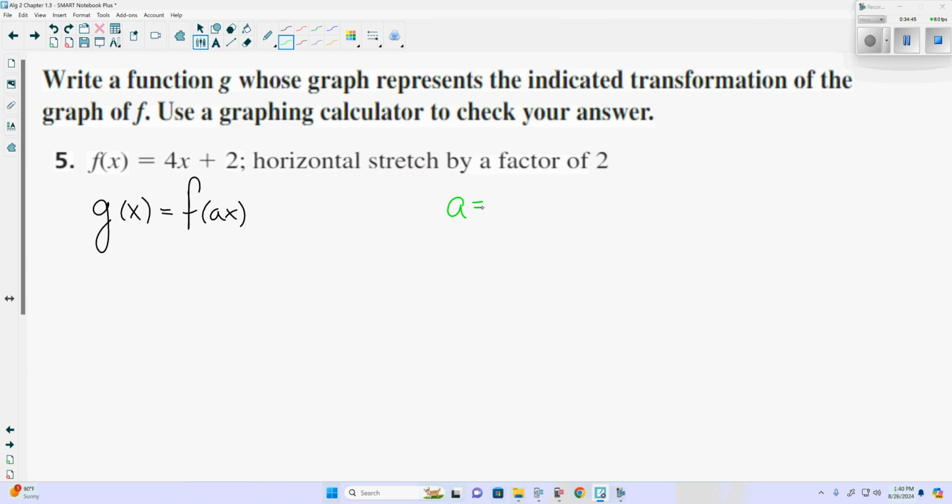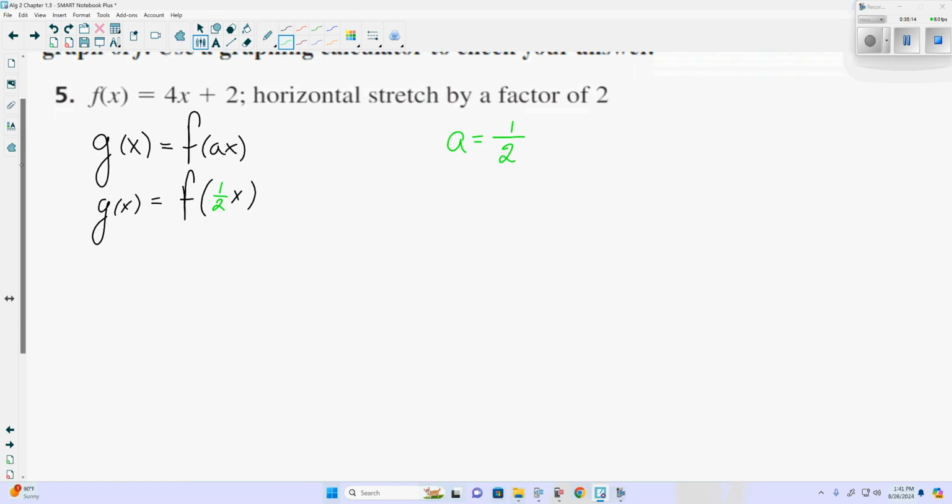Now, they tell us the function is 4x plus 2, horizontal stretch by a factor of 2. Since it's horizontal, we can't just take the 2, we have to flip it. So the denominator is now 2, and the numerator is 1. And just like we did on the previous ones, we can plug that 1/2 in for a, giving us this here. And just like the ones we did before, we're going to replace every x in f of x with 1/2 x.